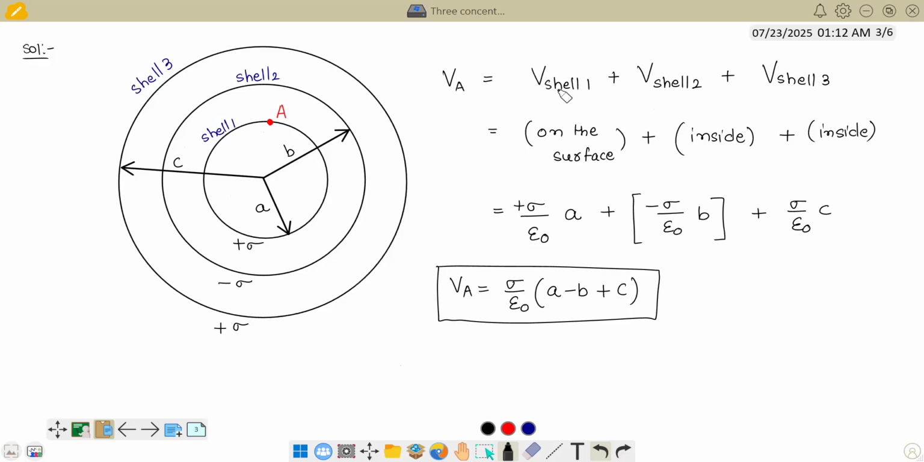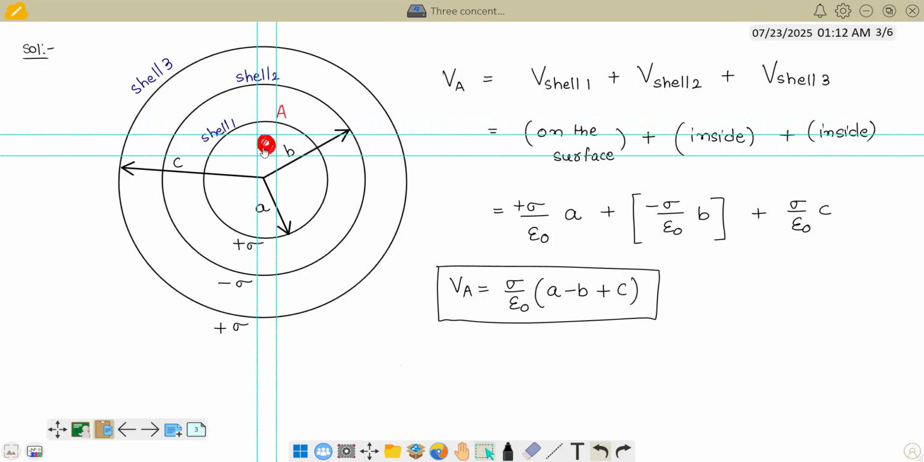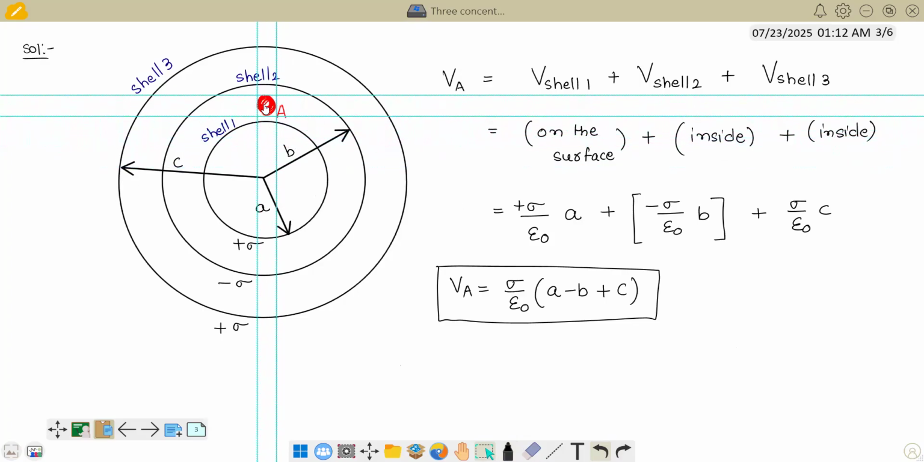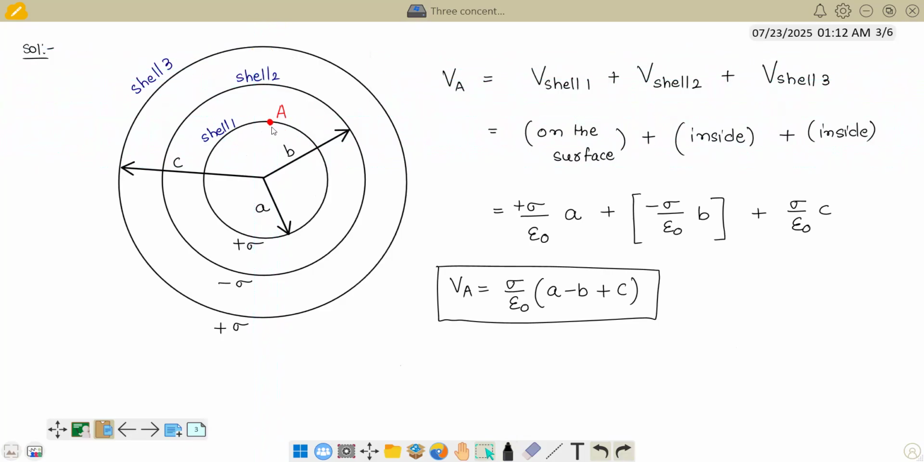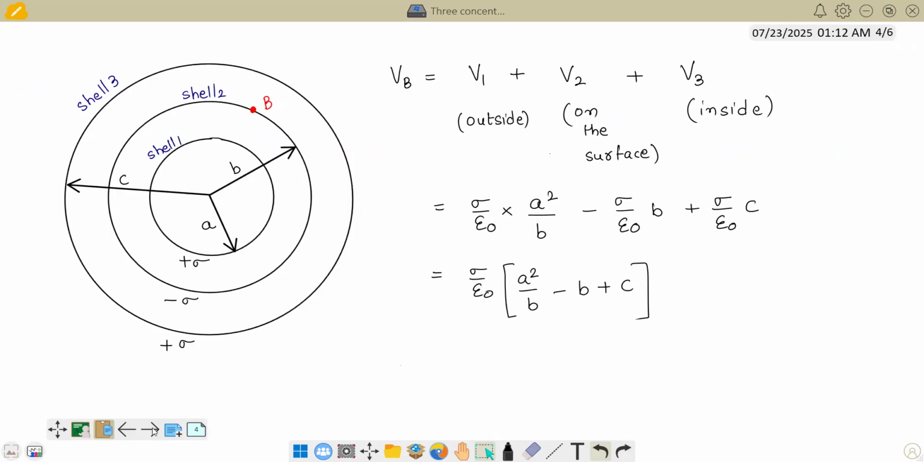But this itself is also not straightforward. When you try to find the contribution of shell 1, you should identify whether this point A is inside shell 1. Suppose this point A, is it inside shell 1, or outside shell 1, or somewhere else? Is this point A inside, on the surface, or outside shell 1, or on shell 2, or inside shell 3, or on shell 3? You should be able to identify the location of this point very clearly. Once you are able to identify the location of the point clearly, the rest is formula substitution. We have done it for all three.